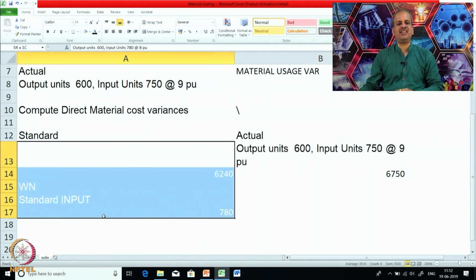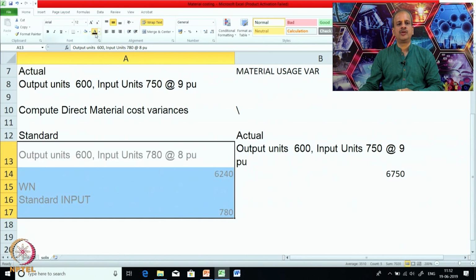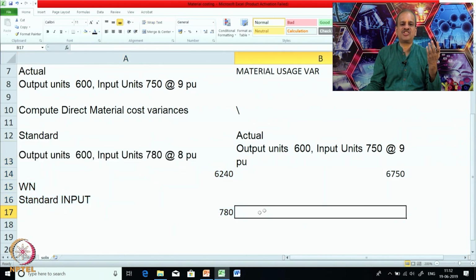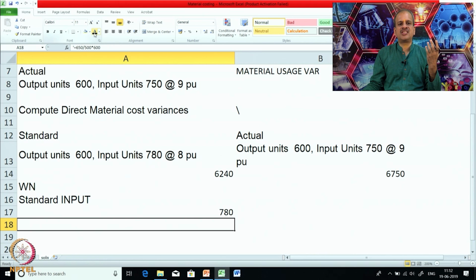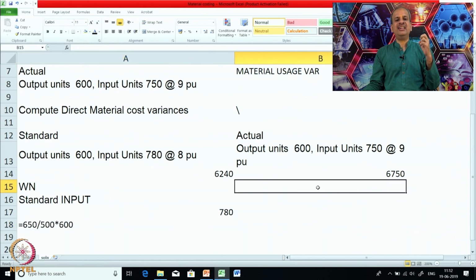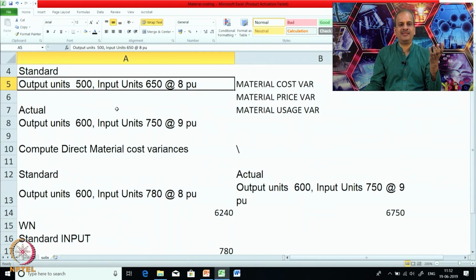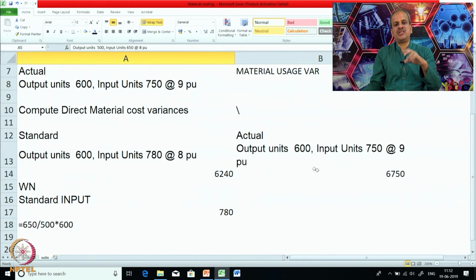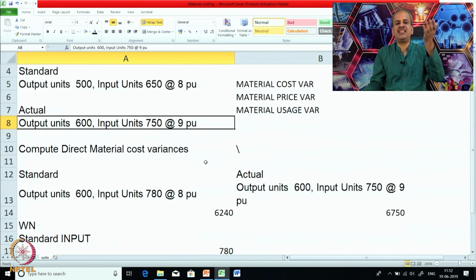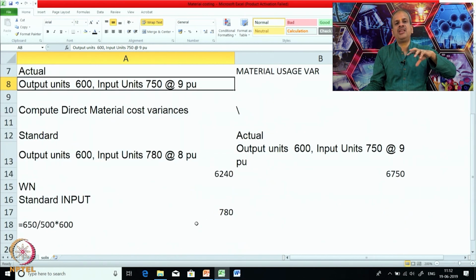As far as the standard is concerned, you will have to make some extra calculation. First of all, you will need to calculate the standard input, because as per the given problem the output was 500, for which the input was 650. Now, since the actual output has increased to 600, the company will be permitted to use more raw material, that is the standard input for actual output.